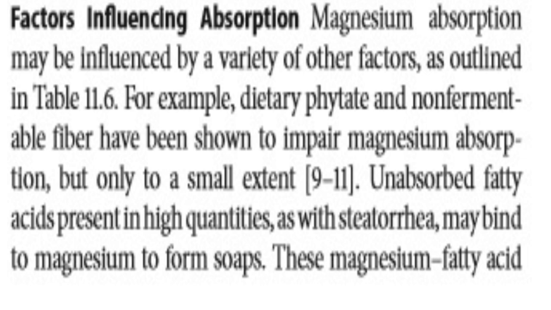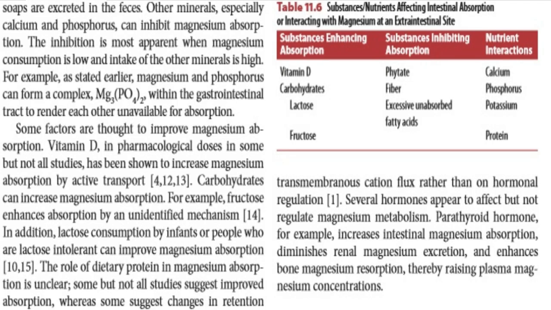Magnesium absorption can also be inhibited by other minerals like calcium and phosphorus. Magnesium and phosphorus can form a complex compound called Mg3(PO4)2, that is magnesium phosphate, within the gastrointestinal tract, which is going to render each other unavailable for absorption.